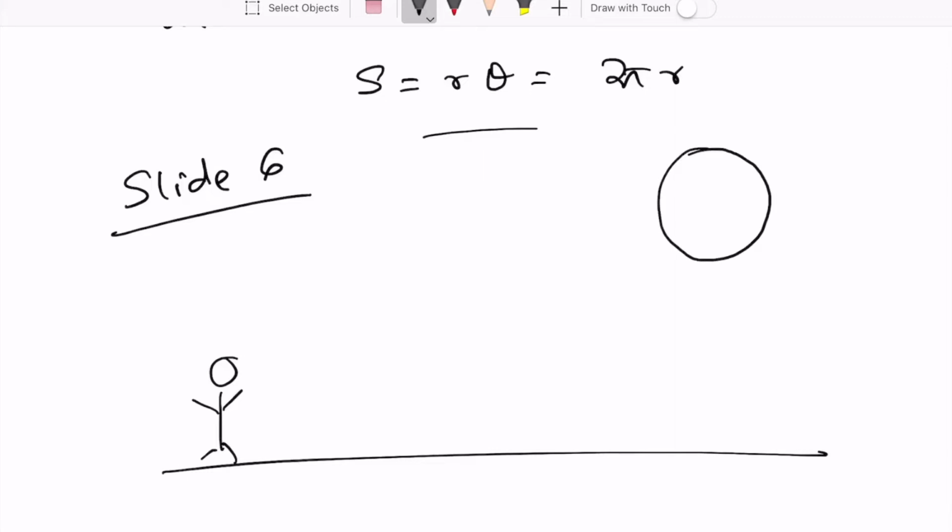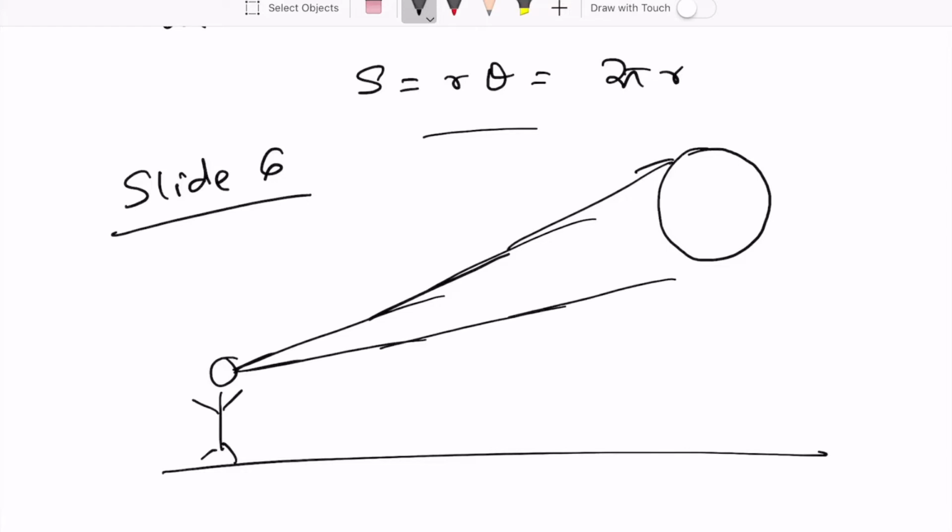The angular diameter means that you draw a straight line from the person's eye to one end of the moon, and another straight line from the person's eye to the other end of the moon, right? The angle between these two straight lines is called the angular diameter. Let's call it theta. And theta is given to be 0.52 degrees in the problem, right? So this angle is the angular diameter.